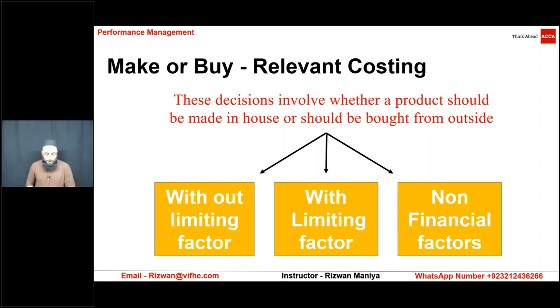Okay. Now, three things that we will be covering are make or buy situation without limiting factor, make or buy situation with limiting factor, and make or buy non-financial factors, and all these three are being examined in Robber Company. So it will give you a perfect idea as to what is being asked. So we will recap that and we'll cover that. Let's start first with make or buy without limiting factor.